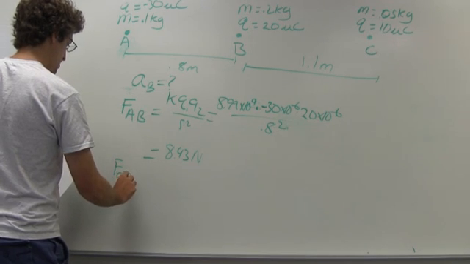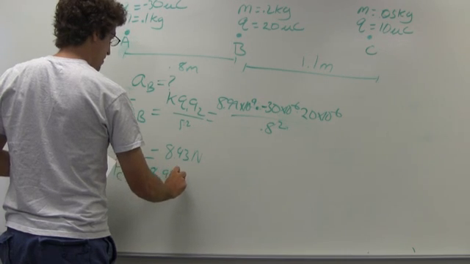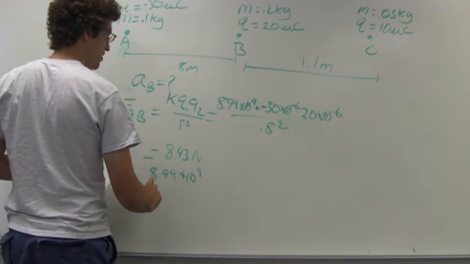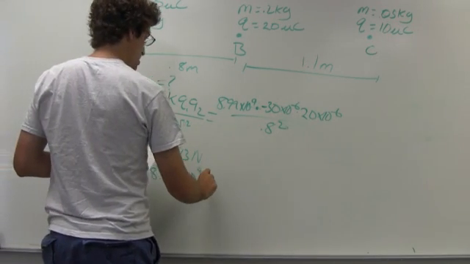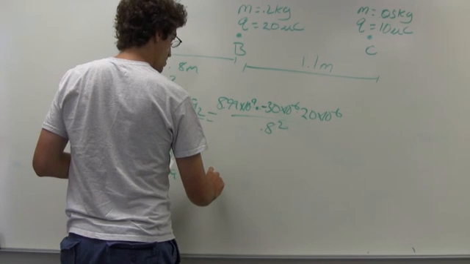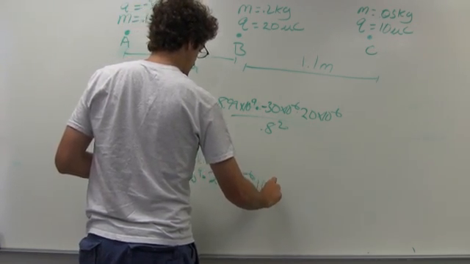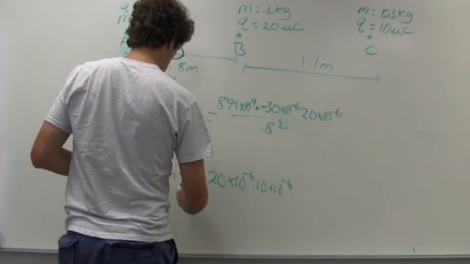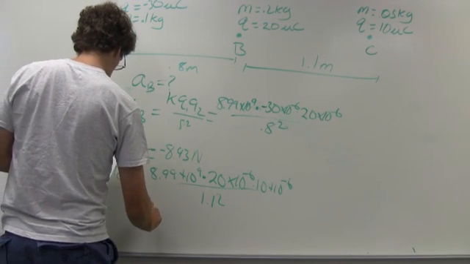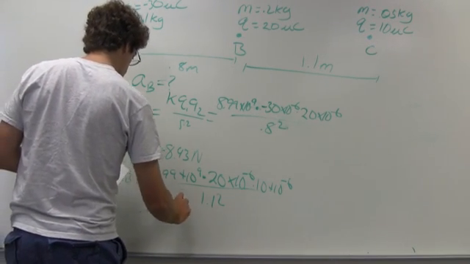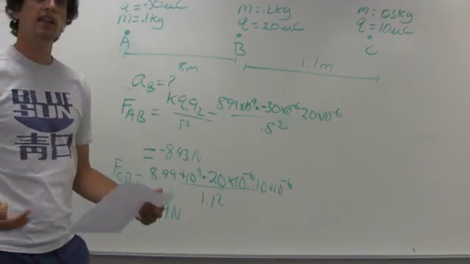Alright, now we look for the force of C on B. We get much the same setup, except it's 8.99 times 10 to the 9th, which should be negative here, times 20 times 10 to the negative 6th times 10 times 10 to the negative 6th, all over 1.1 squared. And that comes out to be 1.49 newtons.